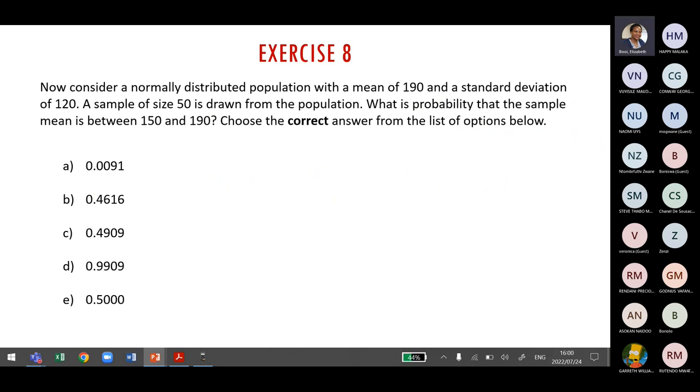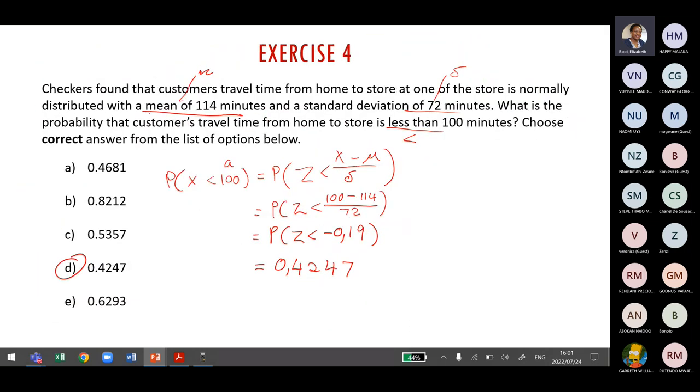Now, consider a normally distributed population with a mean of 190 and a standard deviation of 120. A sample size of 50 is drawn from the population. What is the probability that the mean is between 150 and 190? The minute you see things like sample size, which the other question didn't give you, you need to be able to distinguish between normal distribution and sampling distribution questions, especially in your assignments and also in the exam.